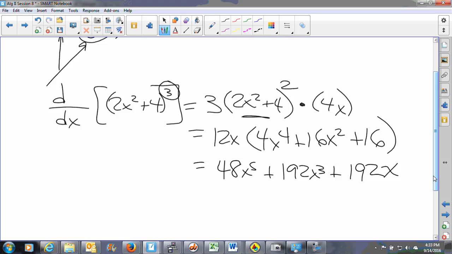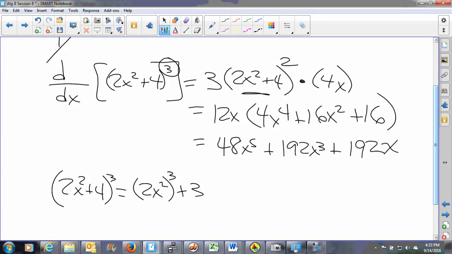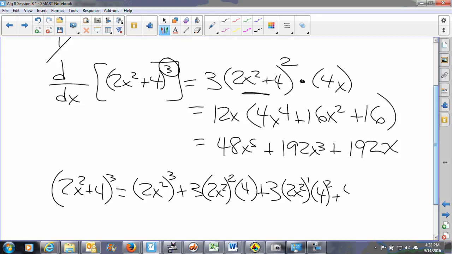Now, let's take a look if we do this one in a slightly different fashion. See now, (2x squared plus 4) cubed is going to be equal to (2x squared) cubed plus 3 times (2x squared) squared times 4 plus 3 times (2x squared) to the 1 times 4 squared plus 4 cubed.